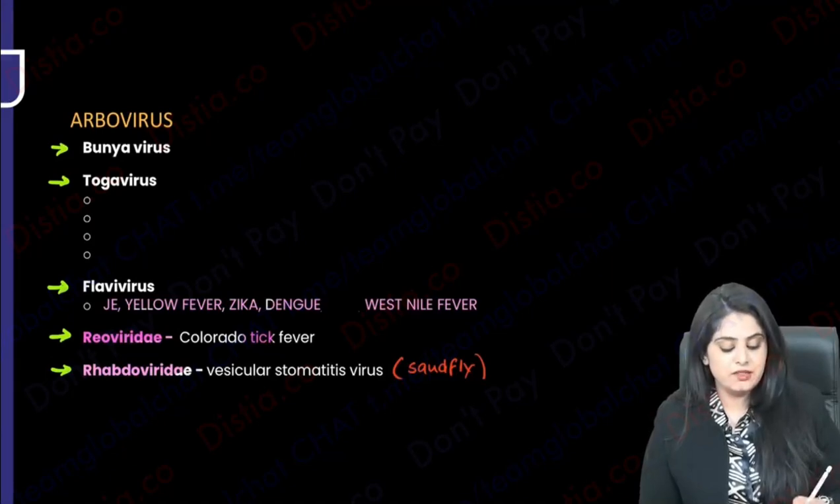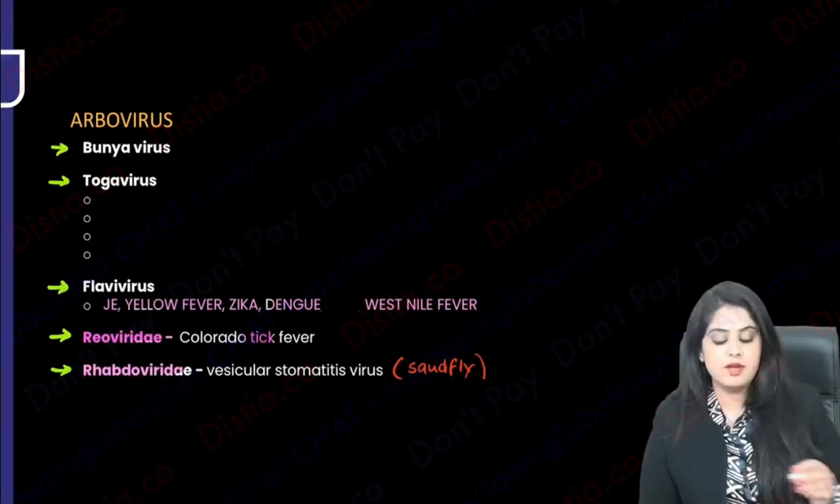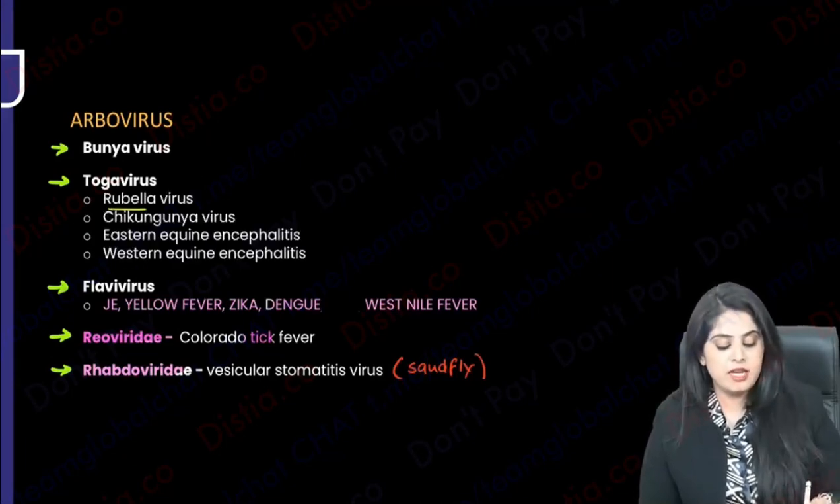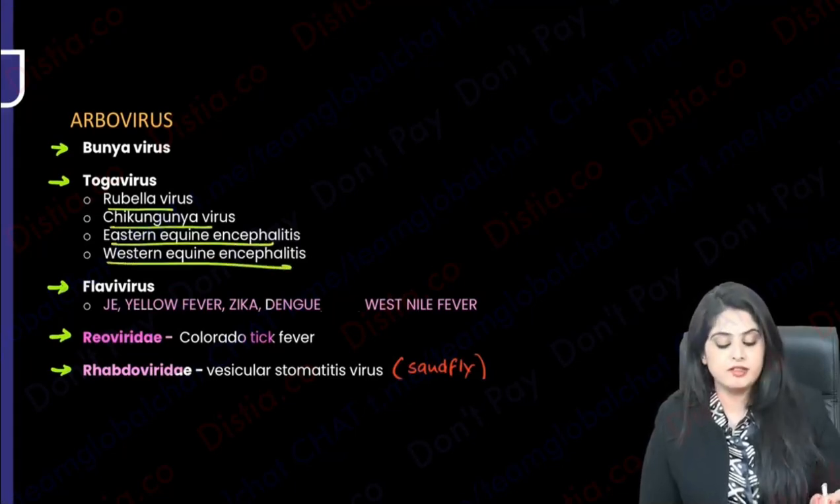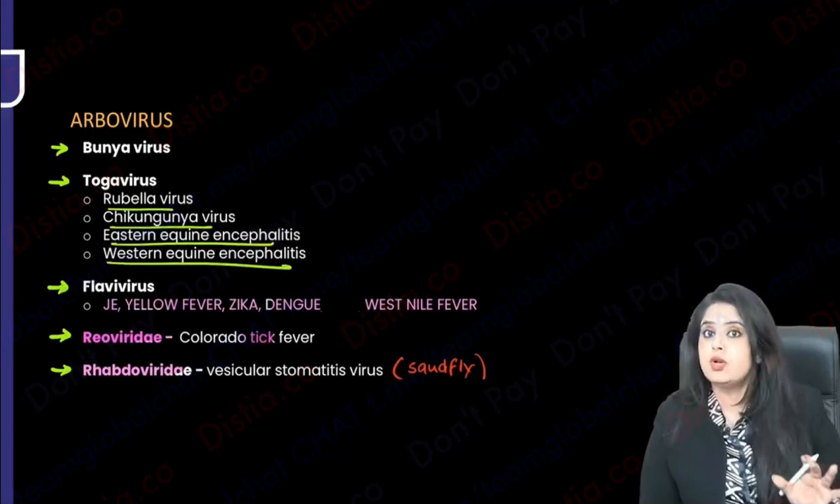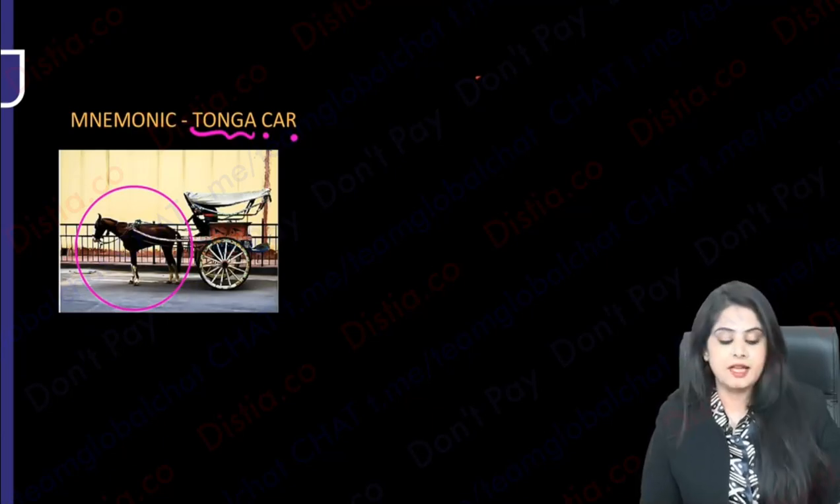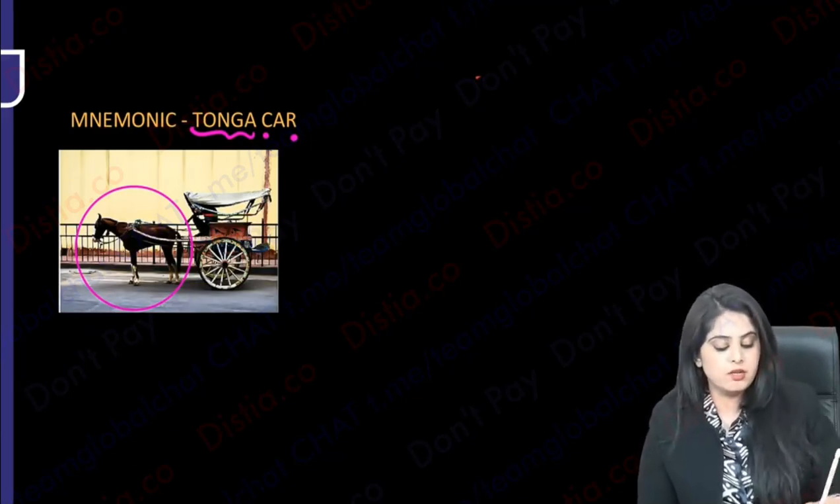Okay, moving on to the next, we have the Bunyavirus and the Togavirus. What all comes under the Togavirus? Togavirus has 4 things: rubella, chikungunya, eastern equine encephalitis, and western equine encephalitis. The way of learning the Togaviridae family is going to be the Tonga car. Everyone has sat in or at least seen this in movies, somewhere you've seen a Tonga car. So what is it in a Tonga car? A Tonga car is always associated with a horse.